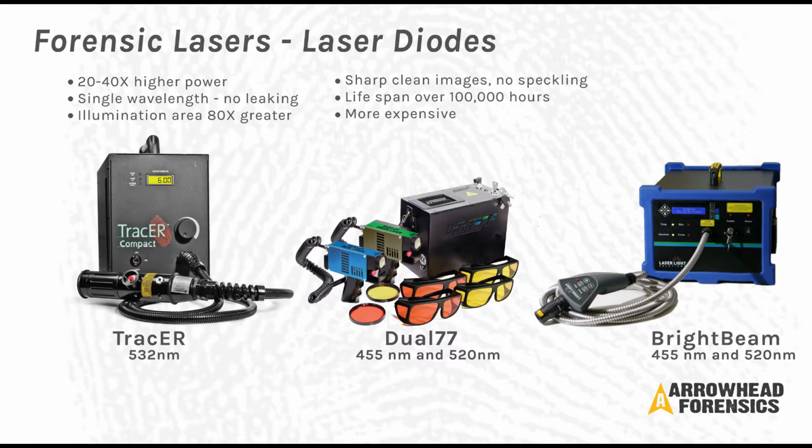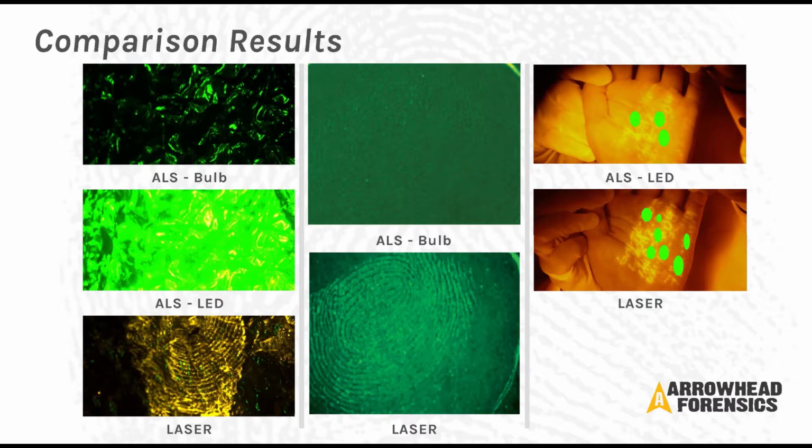So here's some comparison results, and you're going to be able to see this with your own eyes here in just a little bit, but I wanted to show a couple slides. The first one is an ALS with a bulb of a latent print that's been treated. Then the second picture is the ALS with an LED and then with a laser. In certain cases, it's the difference between finding it and not. The same thing with the next set of photographs. You can barely see the latent print with a bulb, and then the detail with the laser.